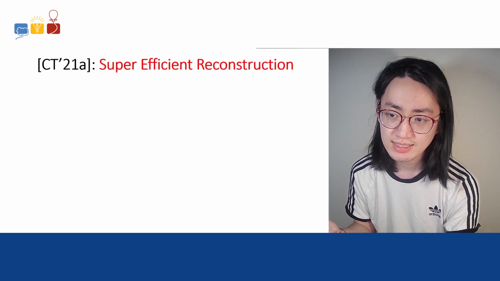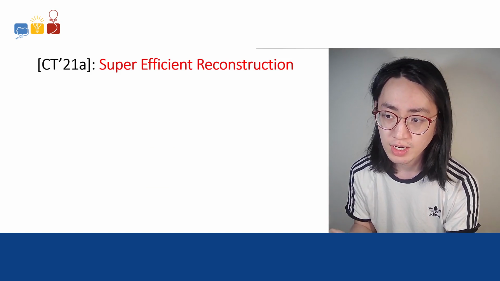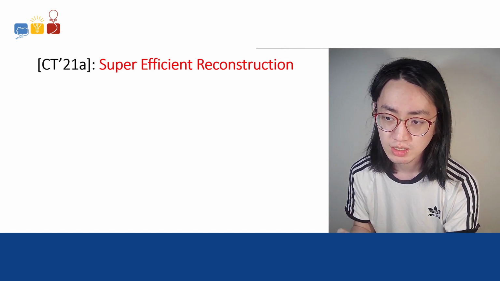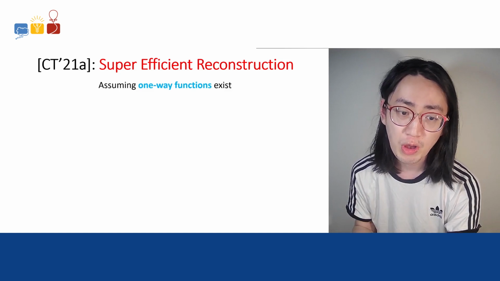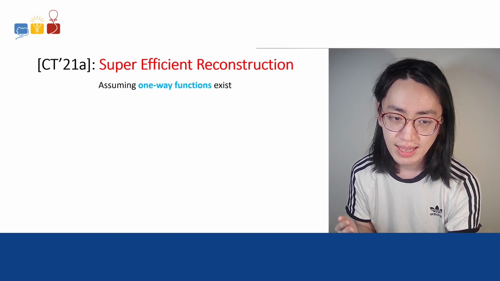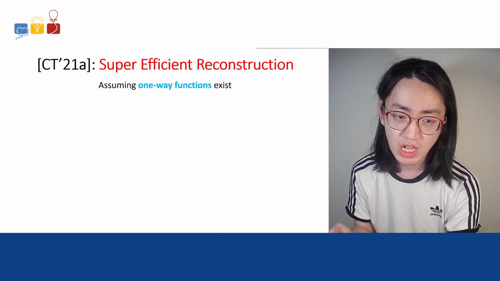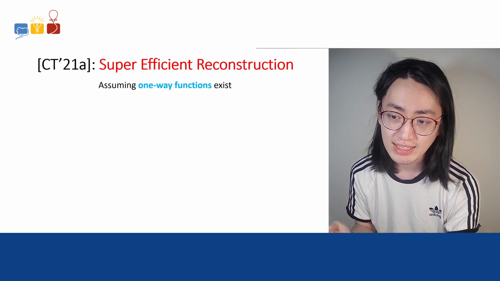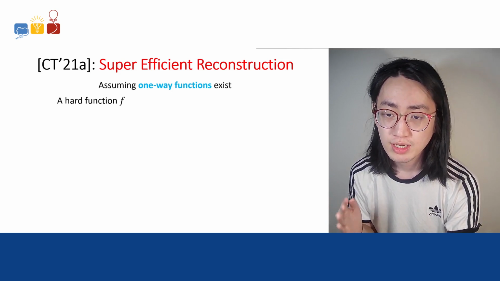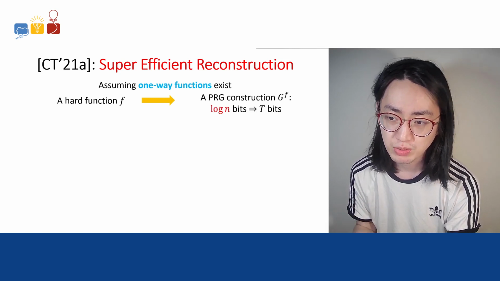To overcome this issue, the most important new technical part of this new work is to obtain a very efficient reconstruction. In particular, we will first assume one-way function exists. One-way function is a certain object from crypto, and its existence is widely believed by the crypto community. In particular, we'll construct a generator G_f, which will expand log n bit input to T bit output.